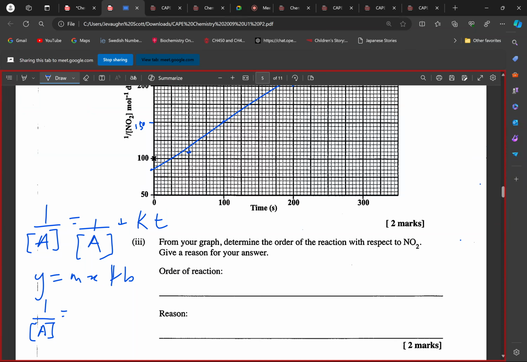And then our gradient would be k, and our x will be time, and then our b would just be one over the initial concentration, which really doesn't matter in this case. So based on the fact that it's an inverse concentration graph versus time, this is the integrated rate law for the second order reaction. So this reaction should be second order, and yeah, the order is second order.